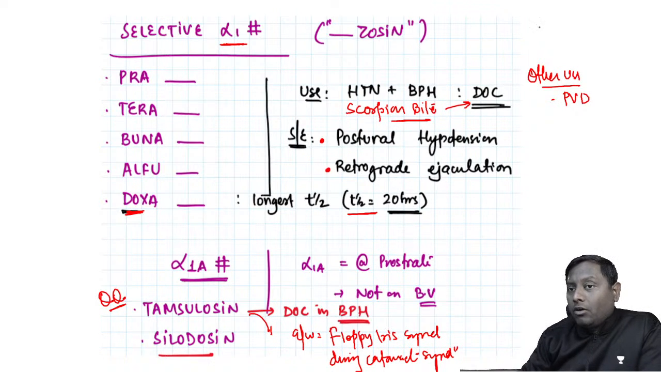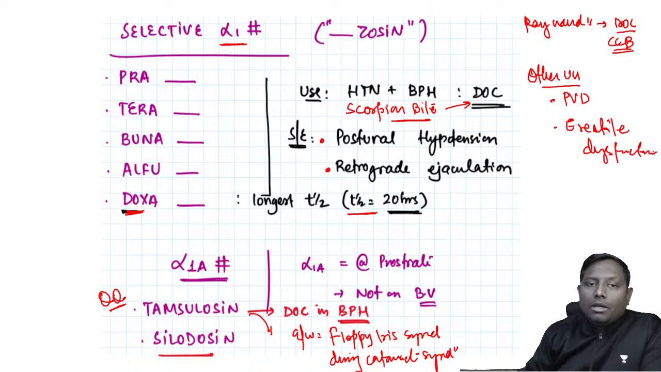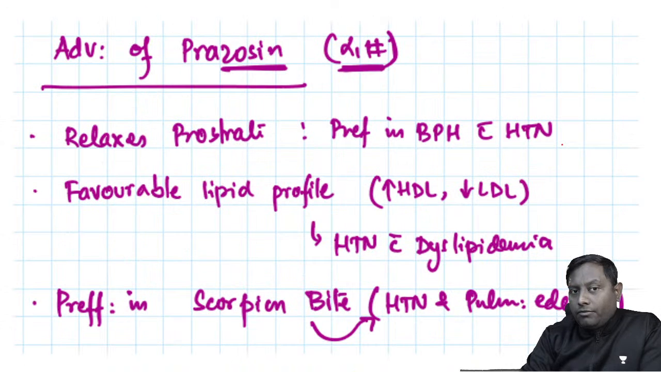The drug of choice for Raynaud's will be calcium channel blocker. Peripheral vascular disease like Raynaud's, we can use them, and they can also be used in a patient with erectile dysfunction. Okay, so this is your alpha 1 blocker that is important for all of you.